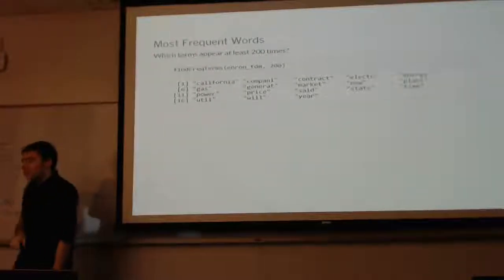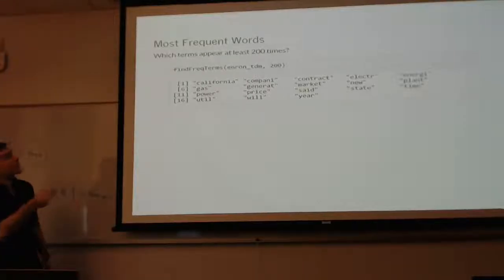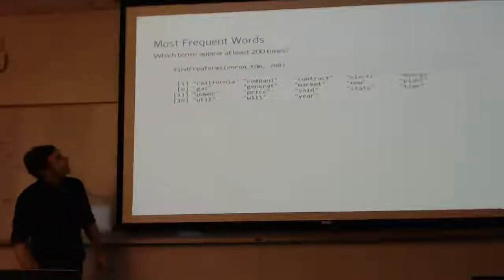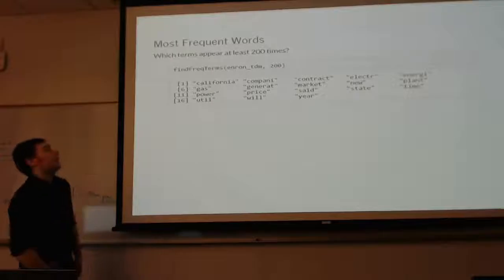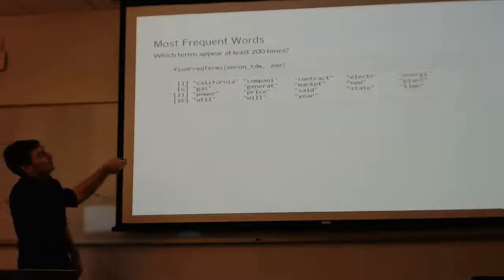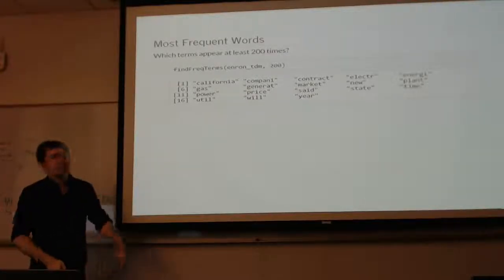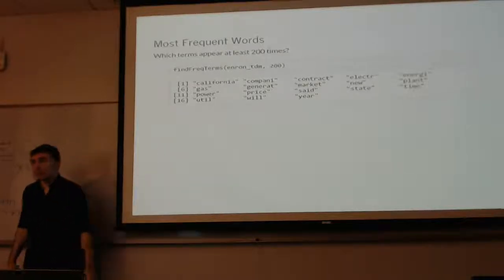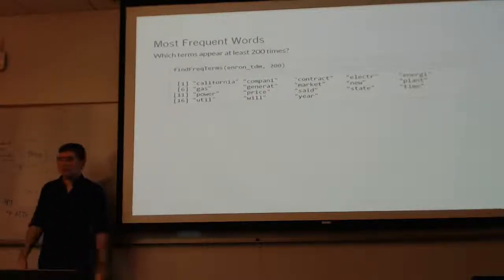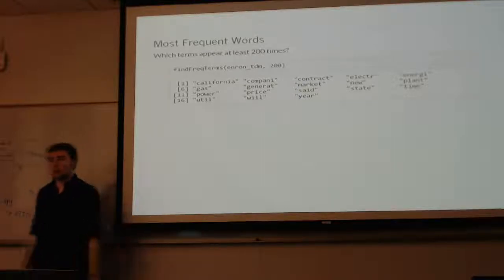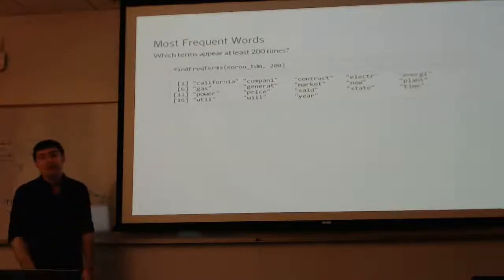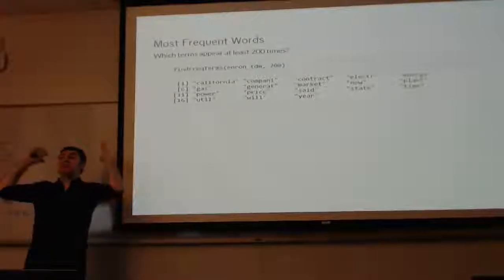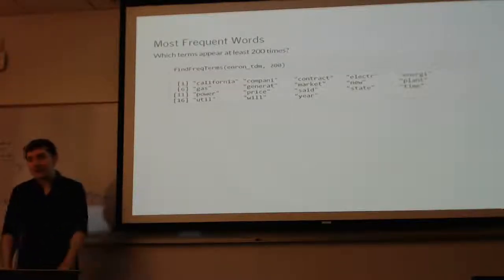Okay. So maybe we want to find the most frequently used words in this corpus. I say here, which terms appear at least 200 times? So I go into this Enron term document matrix and call findFreqTerms. 200 is my cutoff. All of these appeared at least 200 times in this corpus. It's a pretty simple function, but it shows you the most commonly used words. It might be really useful for tweets: if you had 1 billion tweets, let's see what the most commonly tweeted about things are.